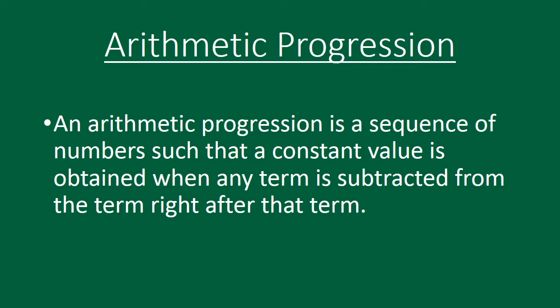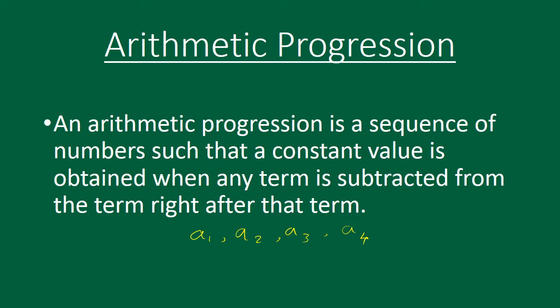Arithmetic progression is a sequence of numbers such that a constant value is obtained when any term is subtracted from the term right after that term, and that means you get a constant value when you subtract a term from the next term. That means if you have some numbers like a1, a2, a3, a4, right? These are the terms of an arithmetic progression.